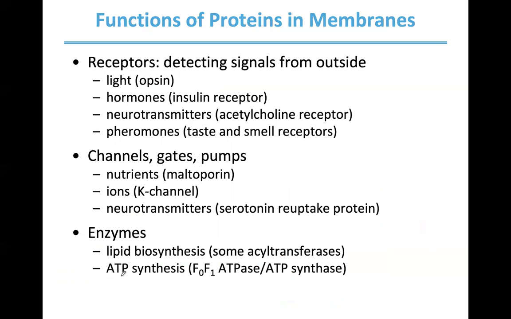All right, as far as proteins, we have lots of proteins in membranes. Specifically, we talked about opsin or rhodopsin, right? The function of opsin is obviously perception of light, right? Then you have hormones.